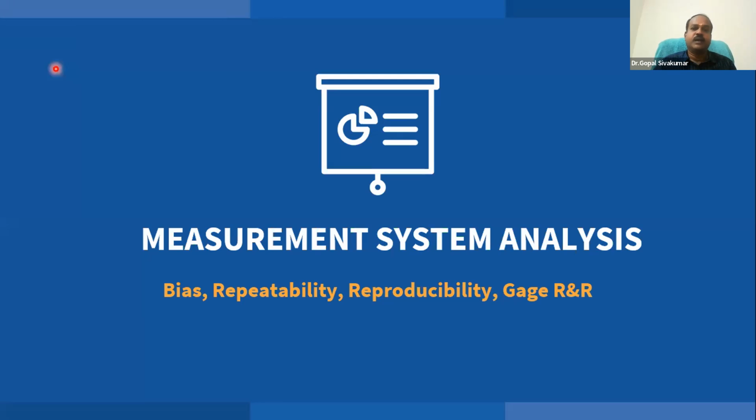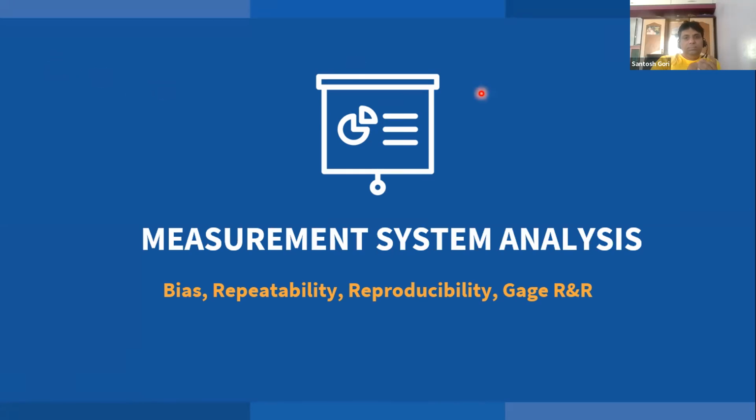Now, we are going to talk about measurement system analysis. Can you tell me what is the meaning of measurement system analysis? What is the broader understanding of MSA? Cross-check whether the measurement is correct or not correct. Whether my measurement system is usable or not. Usable or not. Okay.